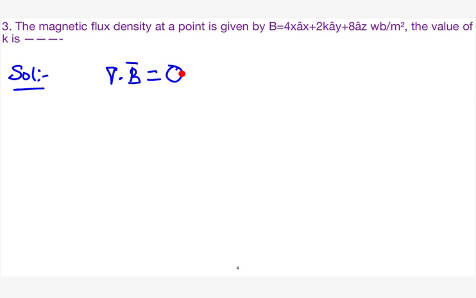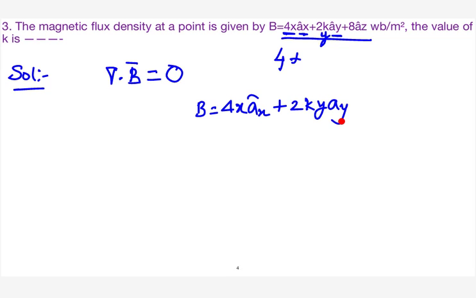So when you take the divergence of B, since it is in rectangular, I told you the shortcut: differentiate the AX coefficient with respect to X, so that will be 4, and differentiate the AY coefficient with respect to Y. Sorry, actually there is one term which is missing here. This will be 2KY. You can correct it. So the actual vector is 4x AX cap plus 2KY AY cap plus 8 AZ cap. You can correct that question.